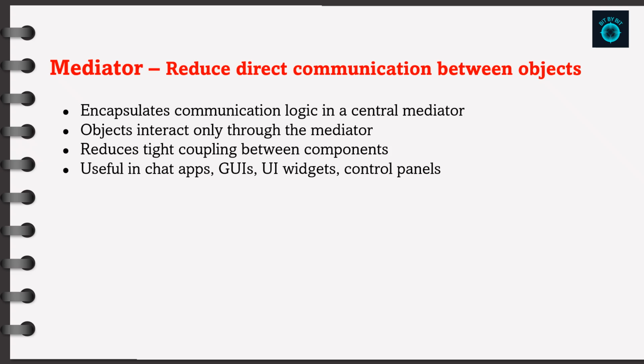If components communicated directly, changes in one object could force changes in many others. With a mediator in place, each object just talks to the mediator, and the mediator decides how to route the interaction. This pattern is useful in situations like chat systems, graphical user interfaces, control panels, or anywhere multiple objects need to coordinate without becoming tightly coupled. Let's look at an example where multiple users communicate through a chat room mediator.